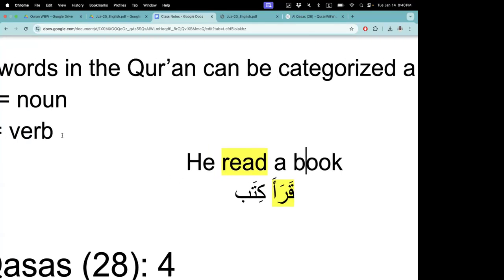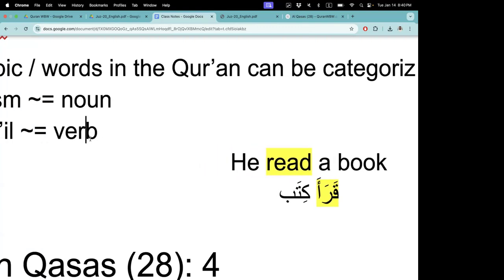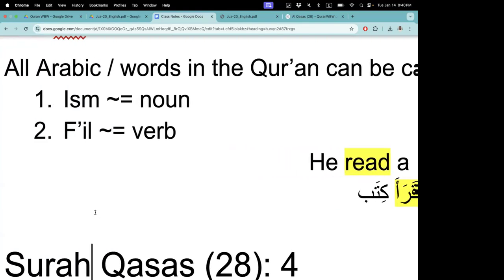So even though it's a verb, you will notice when we study it, there's going to be a pronoun, or a doer or an actor, whichever way you want to classify it, within that particular verb. So please keep that in mind as we notice that.